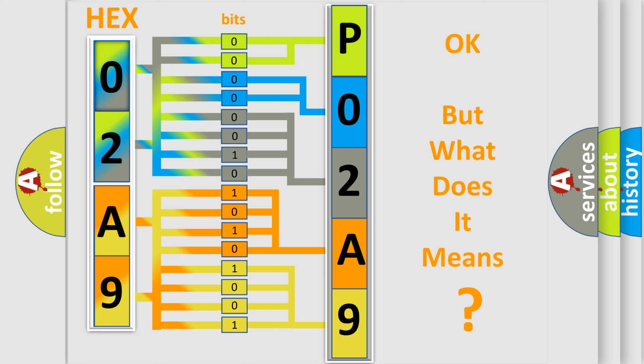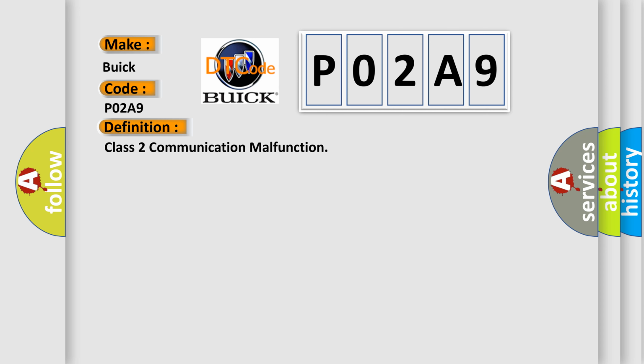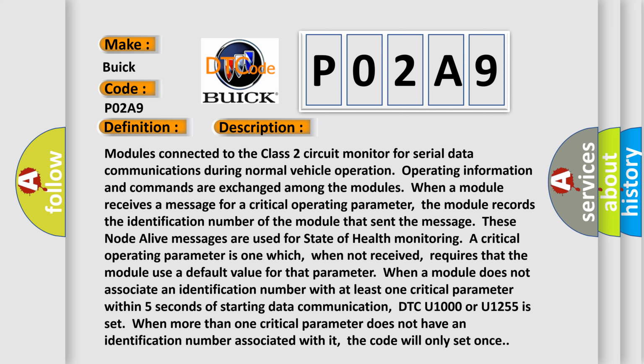The number itself does not make sense to us if we cannot assign information about it to what it actually expresses. So, what does the Diagnostic Trouble Code P02A9 interpret specifically for Buick car manufacturers? The basic definition is Class 2 communication malfunction. And now this is a short description of this DTC code.